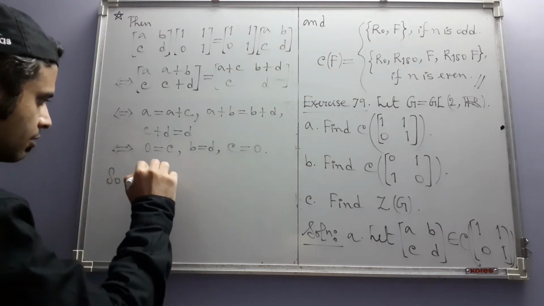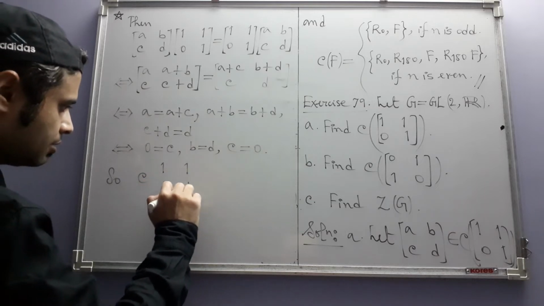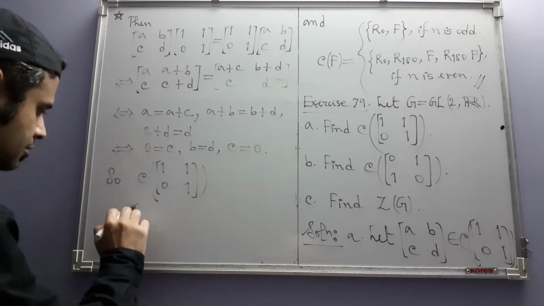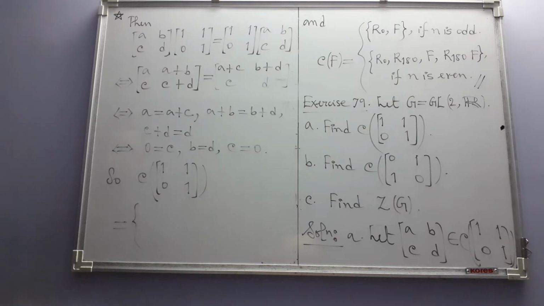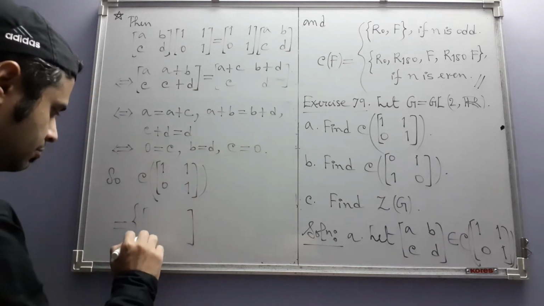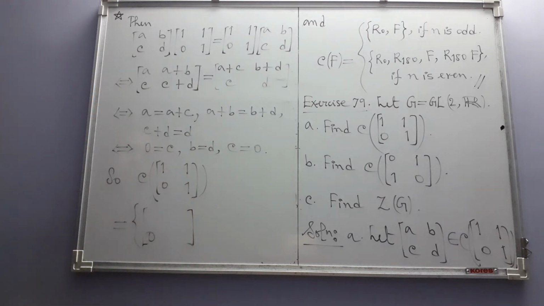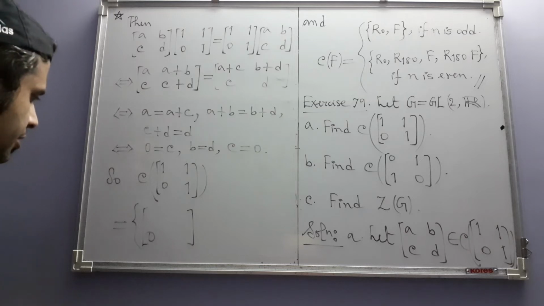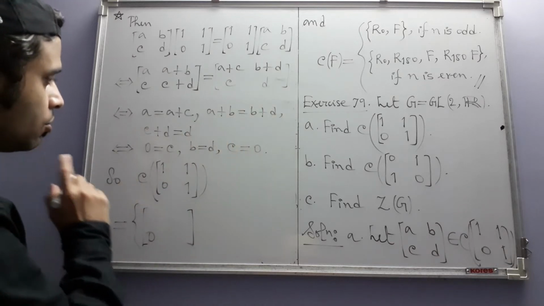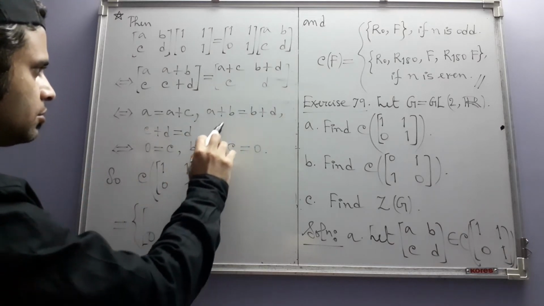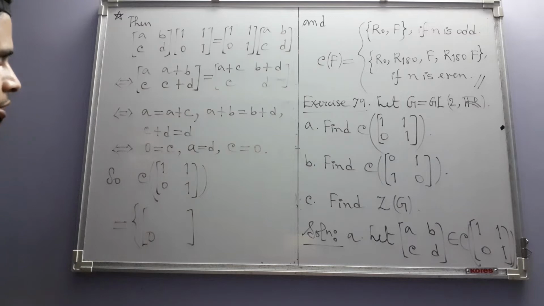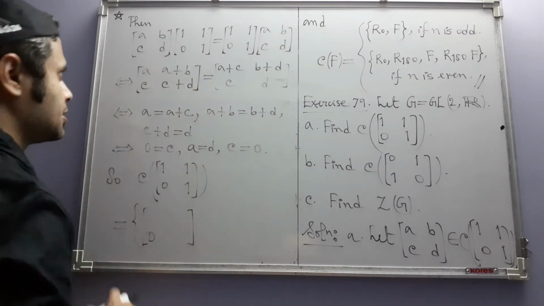So the centralizer of this matrix 1 1 0 1 consists of matrices of this form. C has to be 0, so that means this will be 0. B has to be equal to D, and no, sorry, I think I am wrong. B is not equal to D, A is equal to D. Sorry about this. I hope I have done it correctly. Let me just see once more.